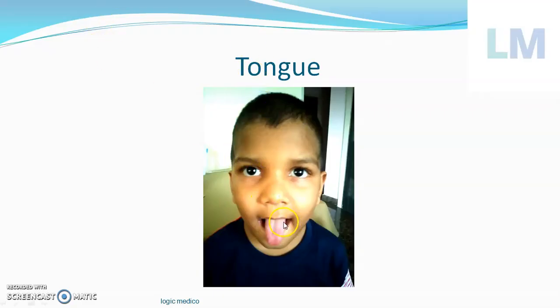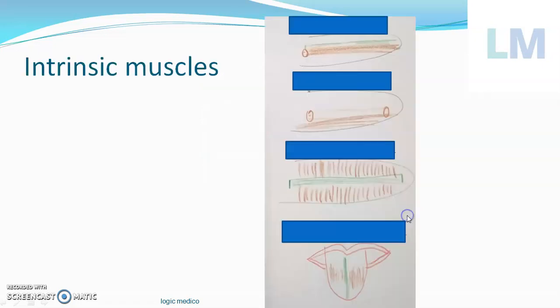So the tongue has got a base, the posterior portion or the back portion, a tip, the anterior portion, two lateral borders which are facing on either side, one upper surface or the dorsum of the tongue, one lower surface or the ventral surface of the tongue.